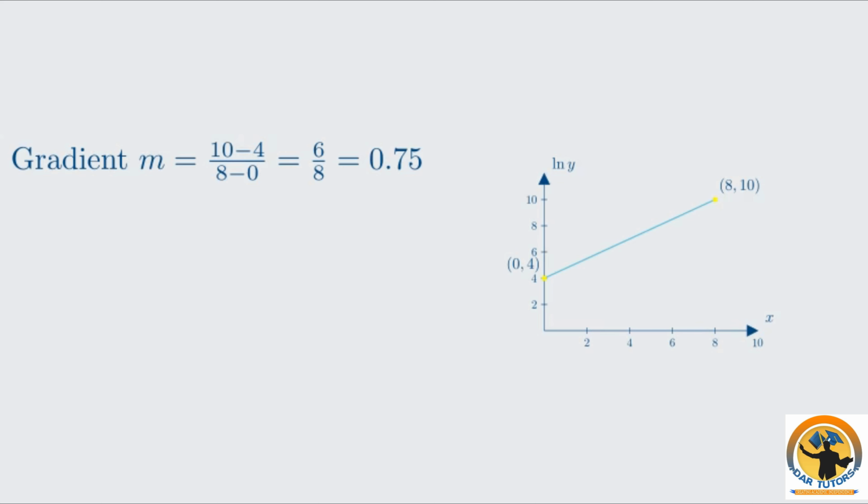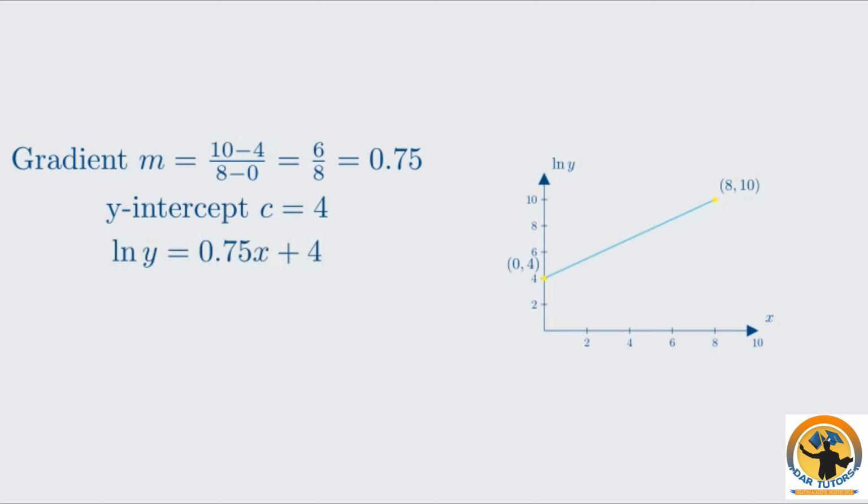This value is equal to the natural log of b in our model. The y-intercept c is where the line crosses the vertical axis. In this case, it's given as 4. This value is equal to the natural log of k. So the linear equation for our transformed variables is ln y equals 0.75x plus 4.